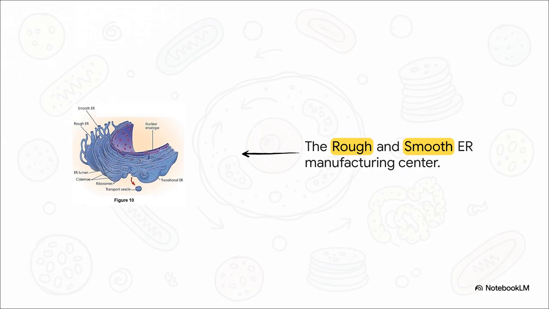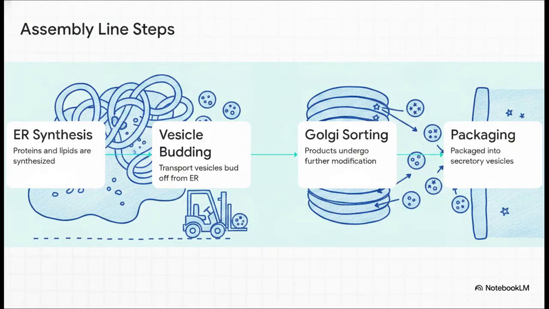Right next to it is the smooth ER, which entirely lacks ribosomes. This is the lipid manufacturer, synthesizing fats and modifying them. This entire system is just a flawless workflow. First, the products are built in the ER. Next, they get placed into tiny membranous spheres called transport vesicles. You can kind of think of these as our cellular forklifts.